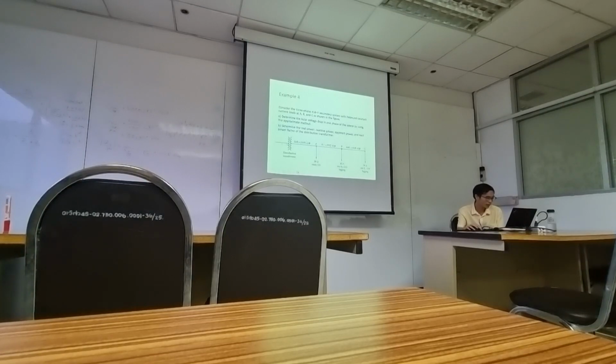So we have a distribution transformer like this, and we have three loads: load A, load B here, and load C here. And this is the impedance of the line. Load A draws 30 amps at unity power factor, load B draws 20 amps at lagging power factor, and load C draws 50 amps at lagging power factor.